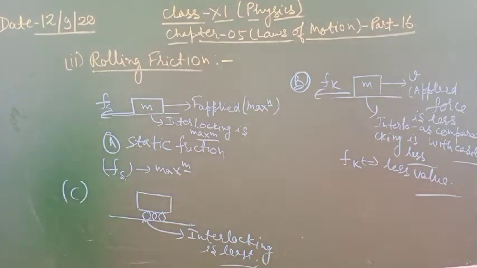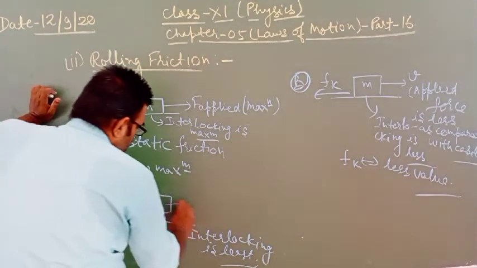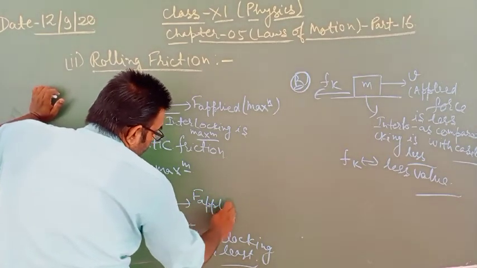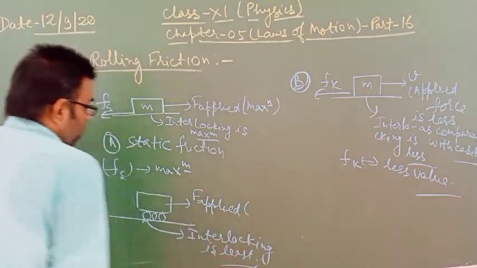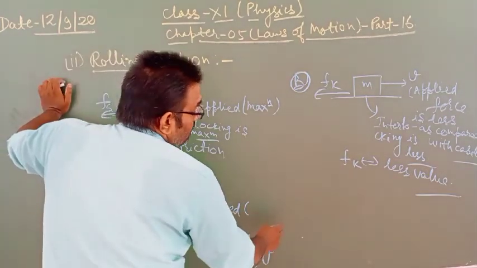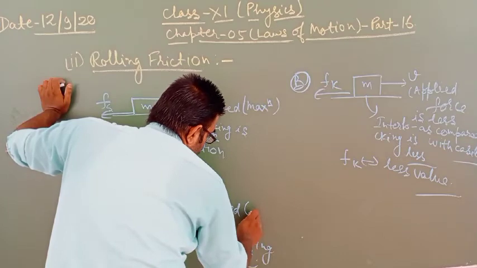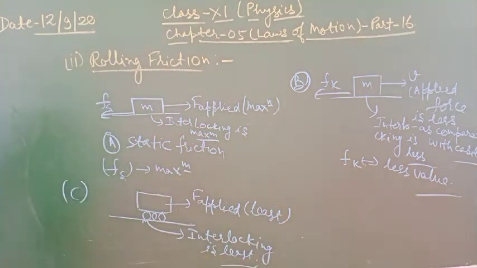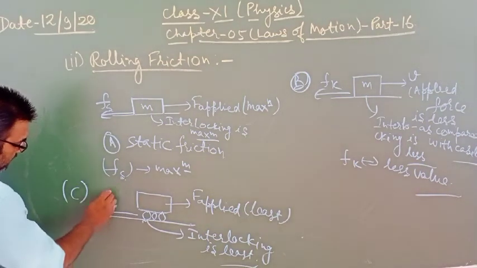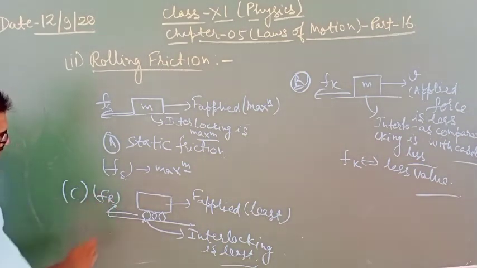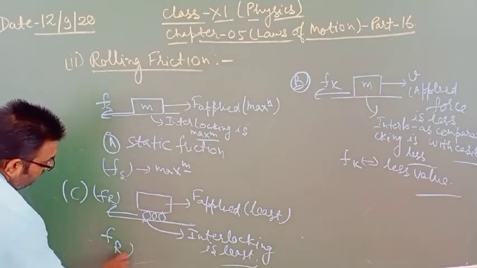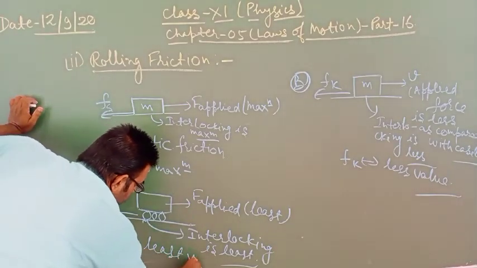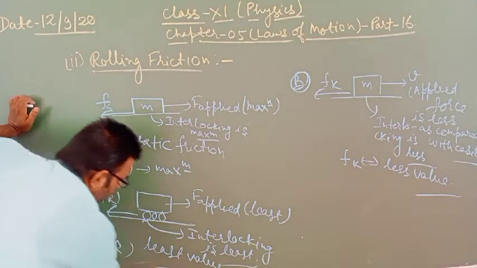Interlocking is less. So F applied is less, and the rolling friction Fr has the least value. Fr has the least value.